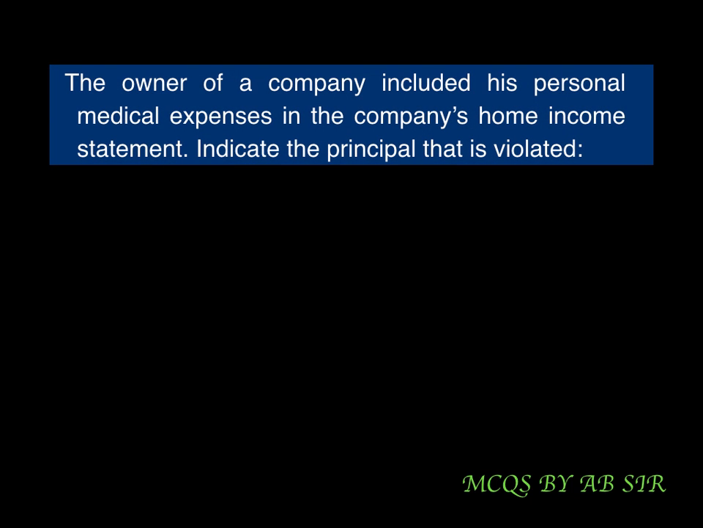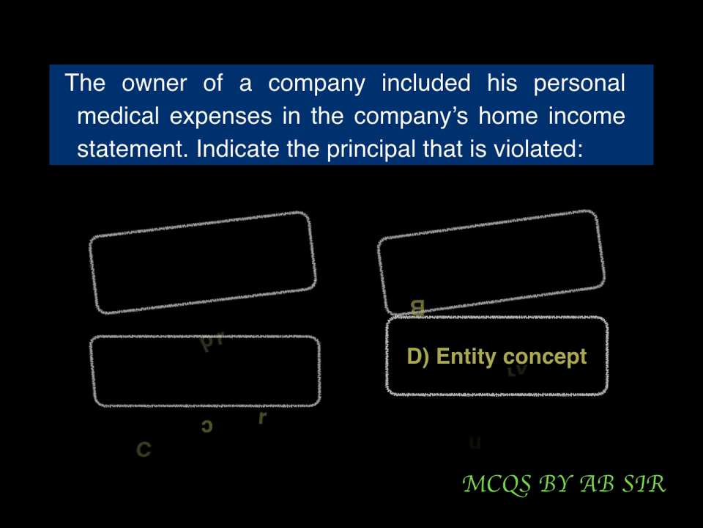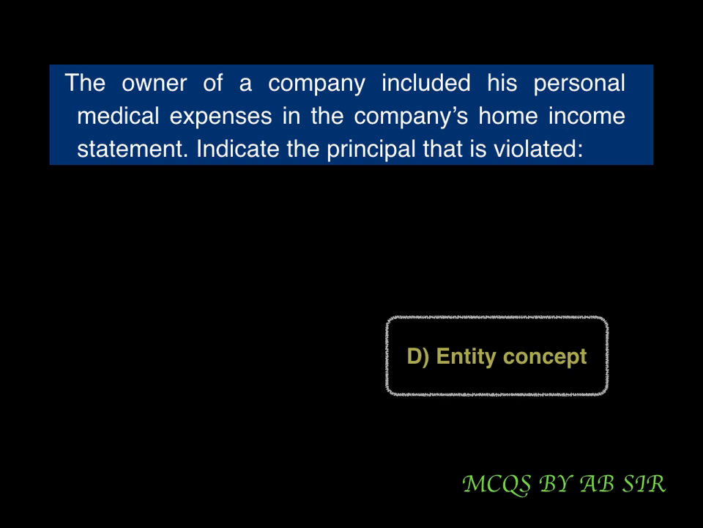The owner of a company included his personal medical expenses in the company's income statement. Indicate the principle that is violated. Your options. What happened here? The owner included his personal expenses in the business records. So, which principle gets violated here? Yes, the correct answer is the principle of entity. The business entity concept gets violated here. You cannot include your personal transactions. You cannot merge your personal transactions with your business transactions.